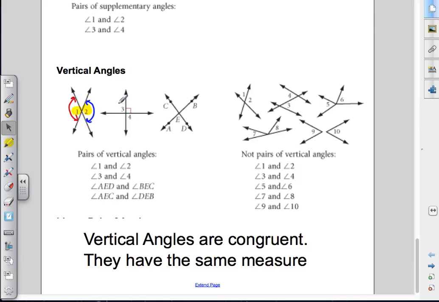Look at 3 and 4. Angle 3 is measuring the distance from this ray to this ray, and angle 4 is measuring the distance from that ray to that ray, and these two are vertical angles.